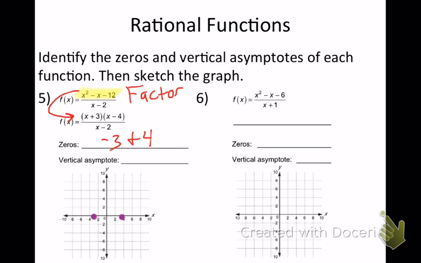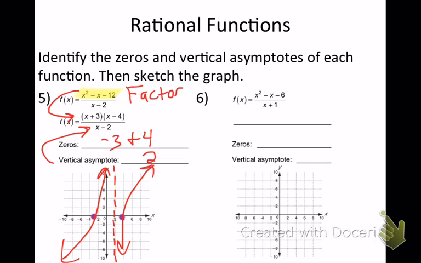And then where's my vertical asymptote located at? My vertical asymptote is always in the denominator. My vertical asymptote is located at 2. And if you were to graph this on your graphing calculator, I think you should get something that looks kind of like that right there.